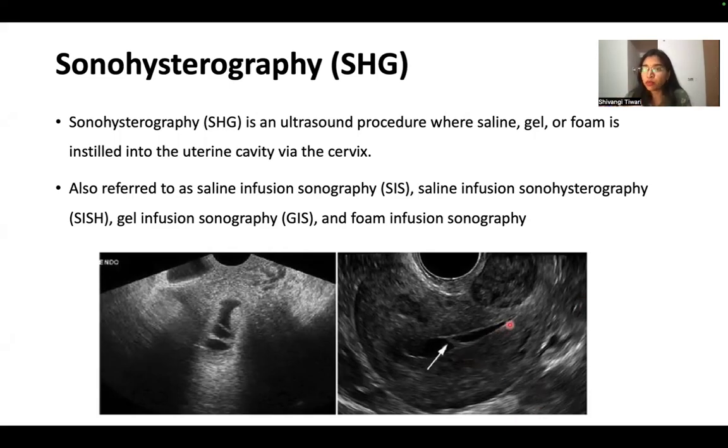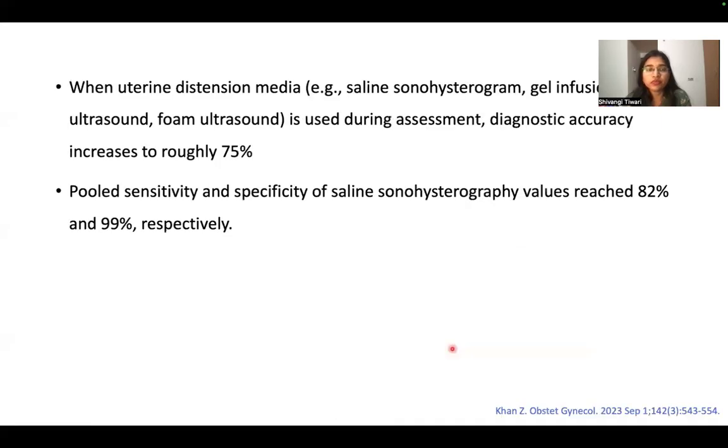And suppose we did saline infusion sonography, where we instill saline; we see this kind of filling defects, this kind of band-type appearance in SIS like this. See the bands in the endometrial cavity, that is diagnostic of Asherman syndrome. So when uterine distension media like saline, gel infusion, or foam ultrasound is used during assessment, its diagnostic accuracy increases to roughly 75%. Its pooled sensitivity and specificity reached 82 and 99% respectively.